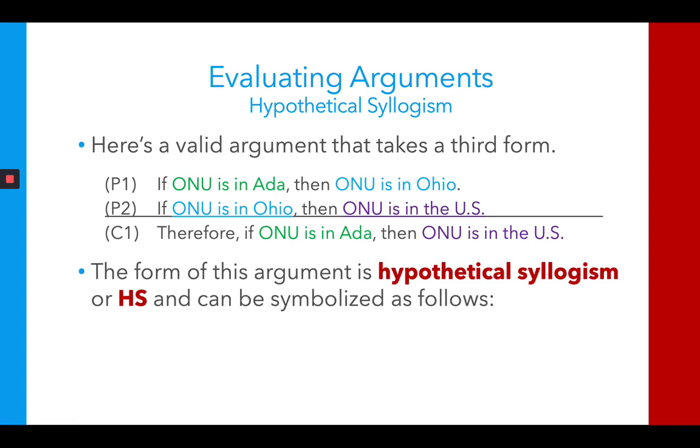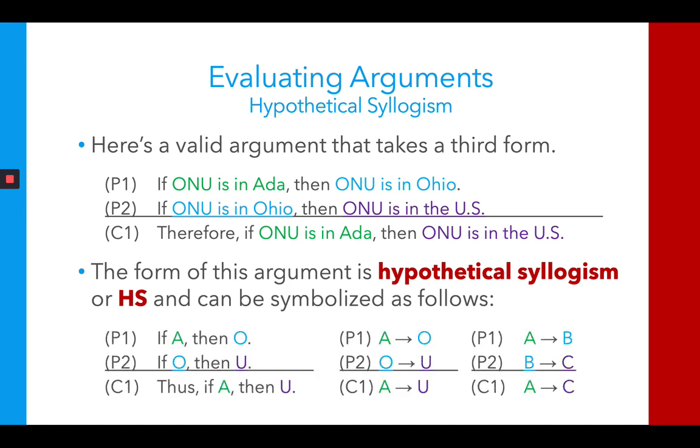The form of this argument is hypothetical syllogism, or HS, and it can be symbolized in the following way. If A, then O; if O, then U; therefore, if A, then U. If we take the words out and just use symbols, A arrow O: being in Ada guarantees being in Ohio; O arrow U: being in Ohio guarantees being in the US. Therefore we can know that being in Ada guarantees being in the US. And this is just another example of the more general form: if A then B, if B then C, therefore if A then C.